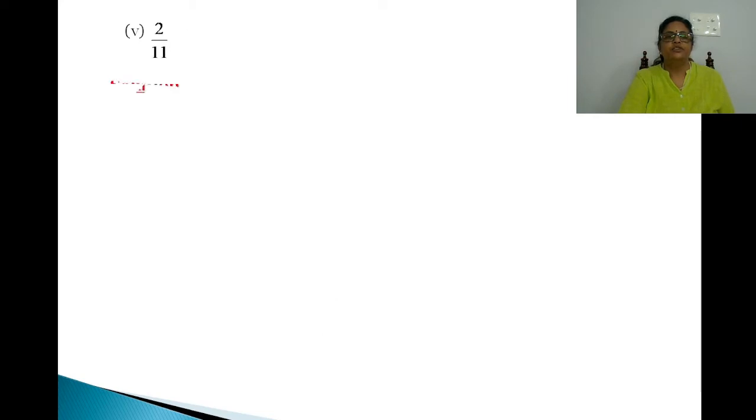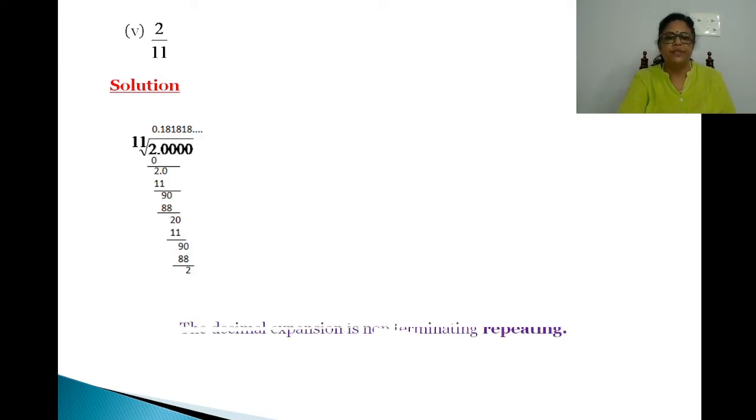Next one, 2 by 11. The decimal expansion of 2 by 11 is 0.181818. So that means 18 is repeating, no stop. That means non-terminating and it is repeating. So the decimal expansion is non-terminating, repeating.